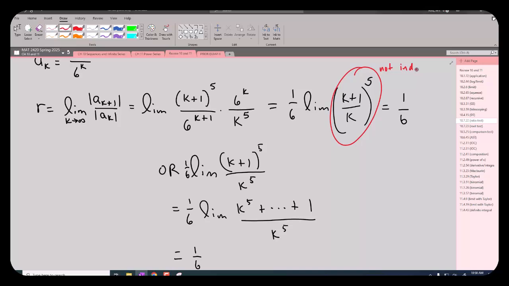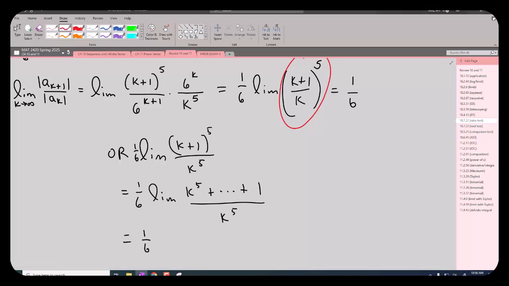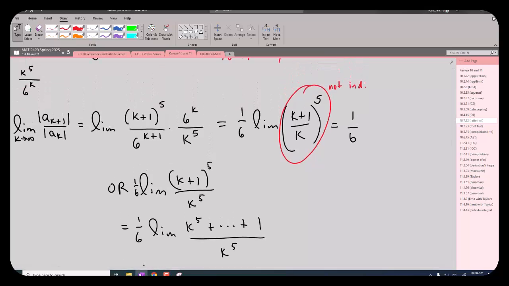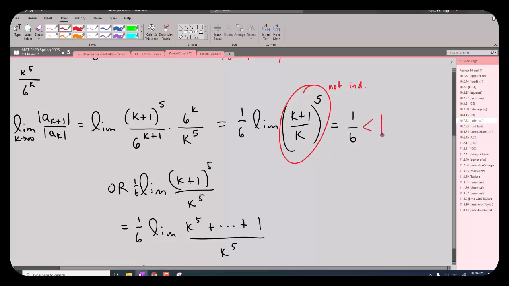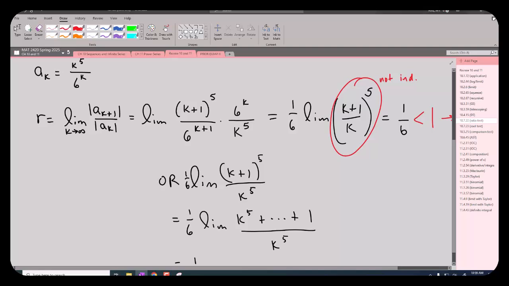All right, so what is our conclusion then for the ratio test? Converge or diverge? Converge. So what do we compare this 1/6 to? 1. So we compare it to 1, it's less than 1. So the ratio and the root test are identical to the geometric series when we talk about convergence. If that is less than 1, then we get convergence. So root, ratio, geometric series, less than 1, converge. Greater than 1, diverge. Equal to 1, indeterminate, inconclusive.